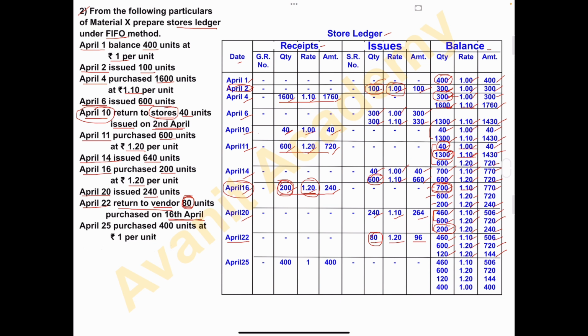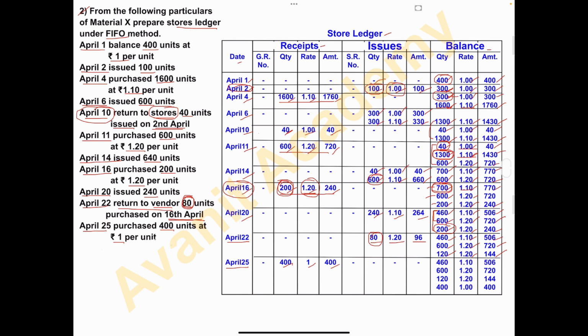Last entry is on April 25th. Purchased 400 units at rupees 1 per unit. On April 25th, number of units purchased is 400. Rate per unit is 1 and the amount is 400. Issues column nil. Write the balance.